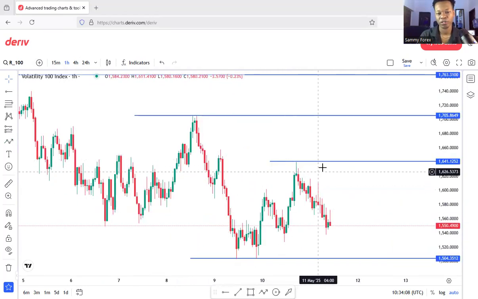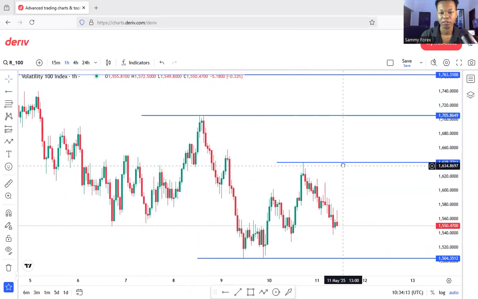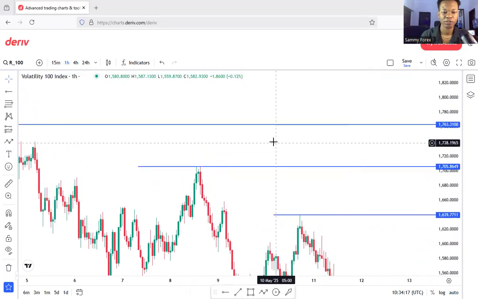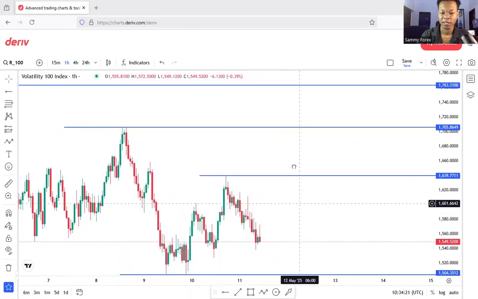So if you notice, even on the 1 hour time frame, you trade it here like this. You scalp it from here to here, then you exit, look for a selling opportunity, and then you write it down.